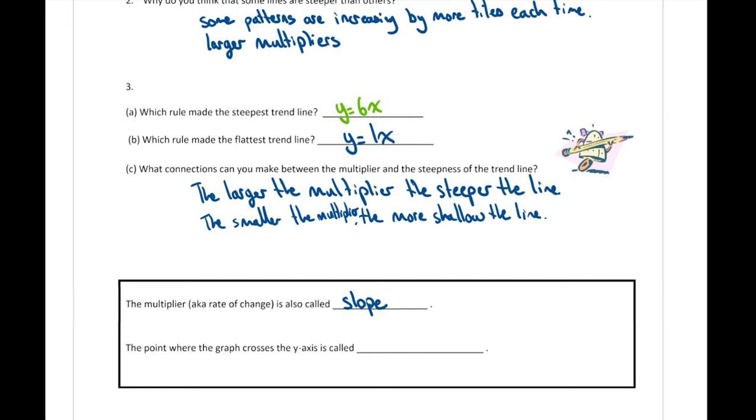The point where the graph crosses the y-axis is called the y-intercept. So that may be a new term, but the y-intercept is where your line crosses the y-axis. Intercept means kind of crossing, and the y is telling us which axis we're referring to.